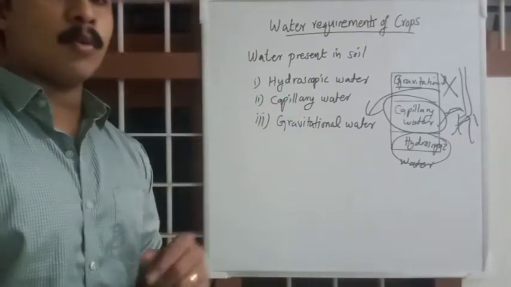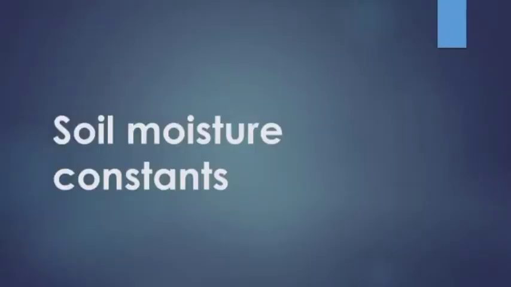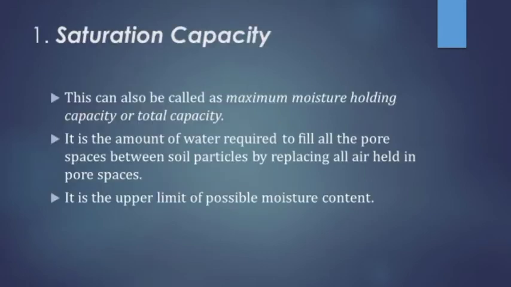Now we move on to soil moisture constants. First one, saturation capacity. This can also be called maximum moisture holding capacity or total capacity. It is the amount of water required to fill all the pore spaces between soil particles by replacing all the air, and it is the upper limit of possible moisture content. That means it is the moisture content when the soil is immersed in water. When flooding happens, this will be the moisture content.